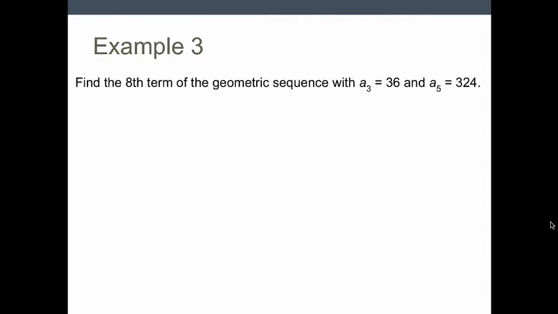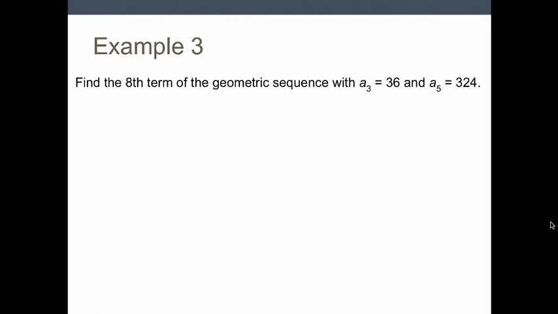Example 3. Find the eighth term of the geometric sequence with a sub 3 equal to 36 and a sub 5 equal to 324. Now, when we did a problem similar to this in 9.3, you were able to use guess and check as an easier method, or maybe your knowledge of slope as an easier method to finding any missing terms or finding a specific term when you're only given two values to begin with.